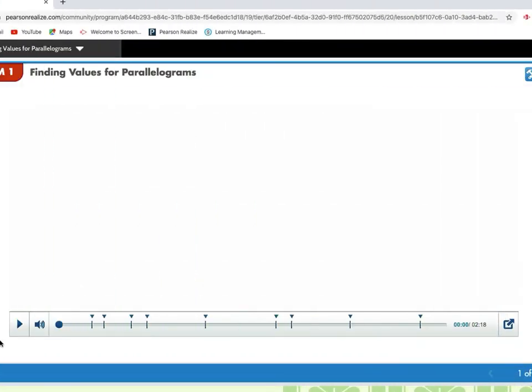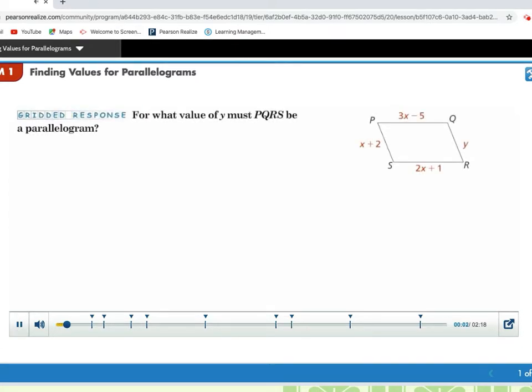Let's discuss problem 1 on textbook page 367. In this problem, you will find values necessary for quadrilaterals to be parallelograms. For what value of y must quadrilateral PQRS be a parallelogram?